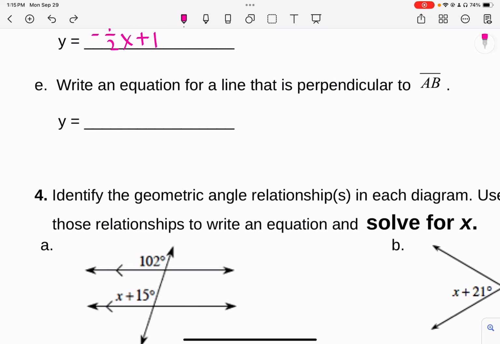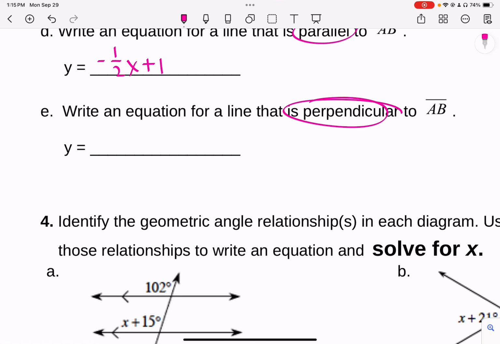Then part E, it says write an equation on the line that is perpendicular to AB. So perpendicular, just like the front, would be opposite reciprocal slopes. So you're flipping and changing the sign. So if my original slope was -1/2, we flip it, so now it's 2/1, and then change the sign, making it positive. So I'm going to write 2/1x, and you can write it as just 2x, and then plus or minus whatever number you want to use. And I'll just use 1 again. And on the answer key again, there's just a blank spot because there's a lot of options here.